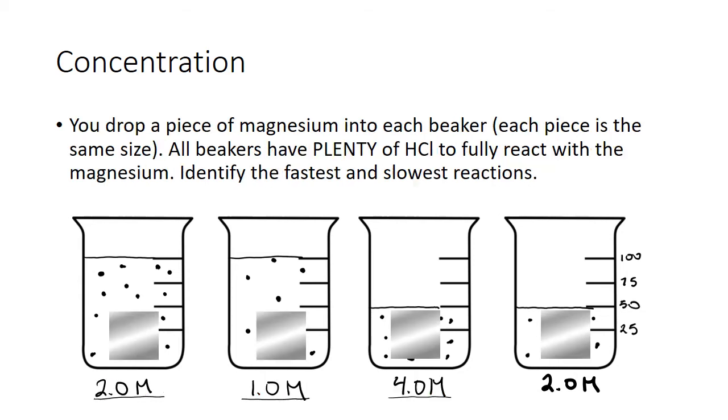So I want you to make a prediction here. If we put a piece of magnesium into each beaker, the pieces of magnesium are the same size. All the beakers, even the 1 molar, have plenty of HCl to fully react with the magnesium. I want you to take a moment, identify the fastest reaction, identify the slowest reaction, and do you think that the remaining ones are going to be at the same speed or is one going to be faster than the other?